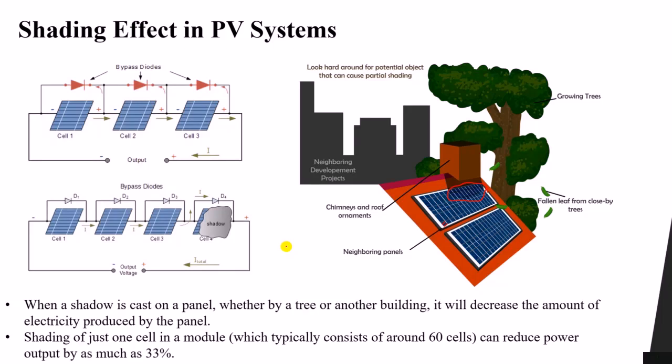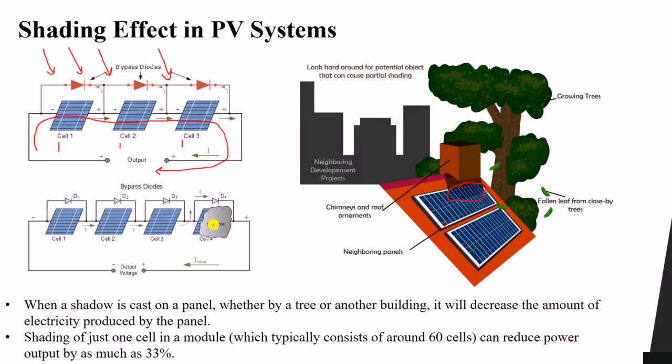So how can we solve this problem? We'll find something really interesting: we use something called bypass diodes. The bypass diodes are used to solve the problem of the shading effect. As you can see, this is a normal operation. When we have sunlight falling on our PV cells or PV panels, the current is flowing through all of these cells normally.